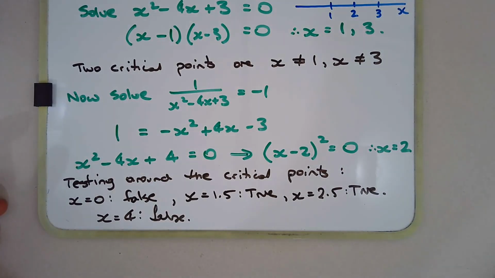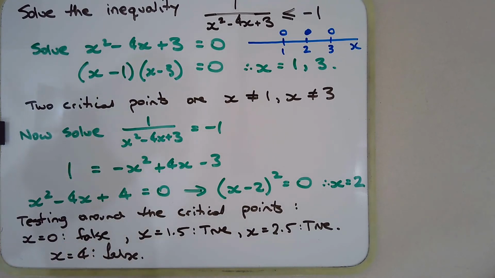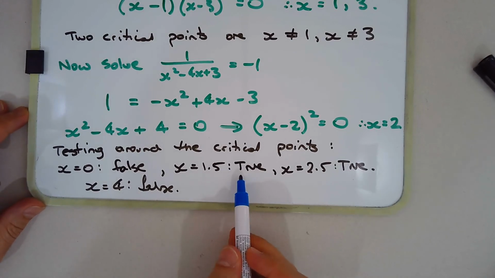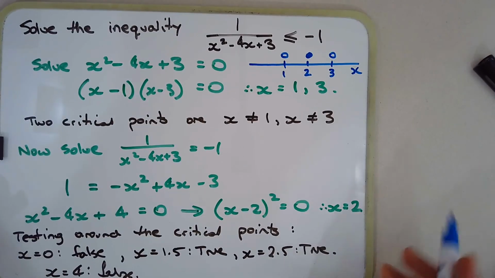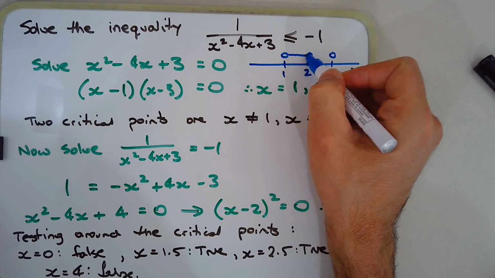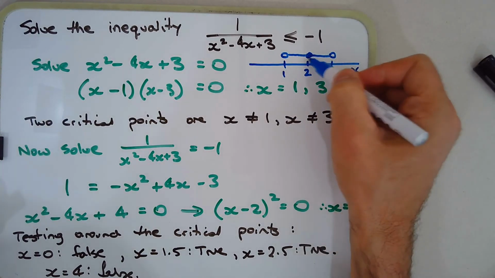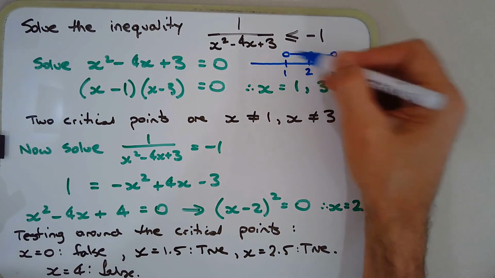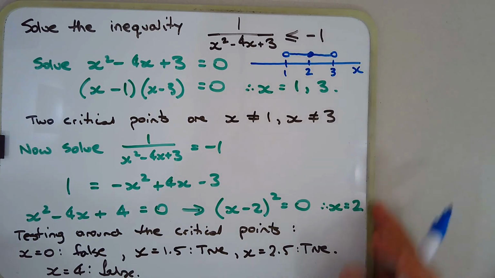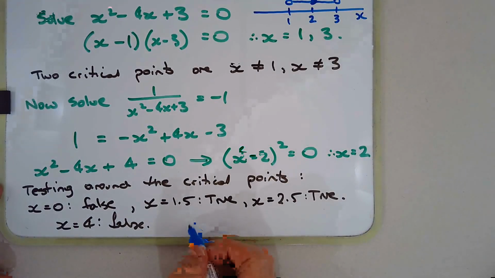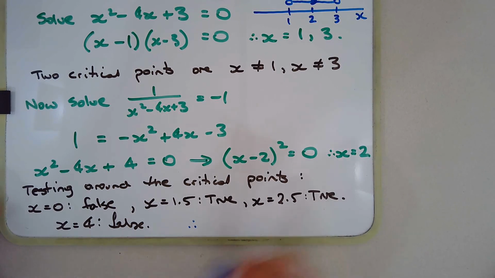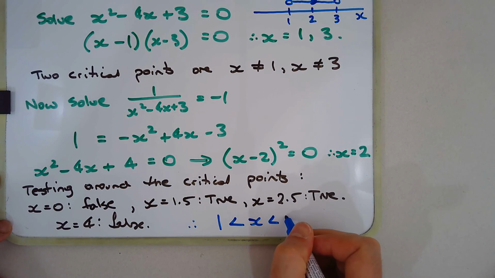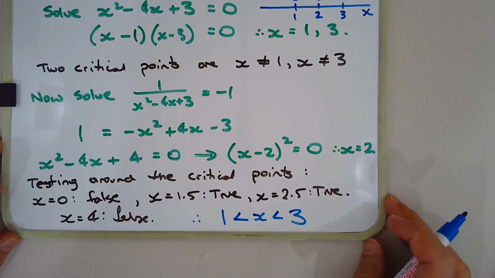So going back to the diagram that I originally drew at the beginning, we've got true here and true there, so that's between 1 and 2 and between 2 and 3, but it happens to include 2. It's a closed circle, so because we've included the closed circle in the interval, you can ignore the 2. It doesn't mean anything. Therefore, x must be between 1 and 3, not including the 1 and the 3.